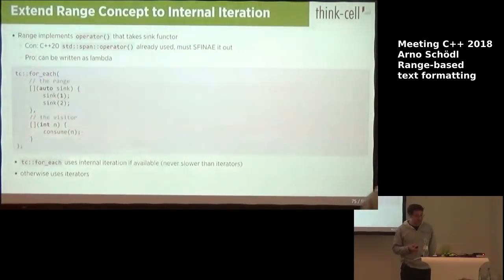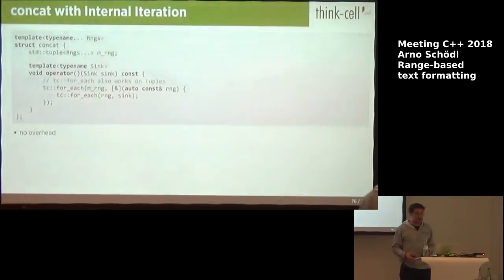The std span operator parentheses is actually already taken, so we have to work around it. Okay, that's fine. For anyone who cares to know, it's synonymous with the regular square bracket operator for std span. And for each actually does the dispatching. For each internally decides, does this thing support internal iteration? If it supports internal iteration, it uses internal iteration. Otherwise, it just writes a simple loop with iterators begin and end.